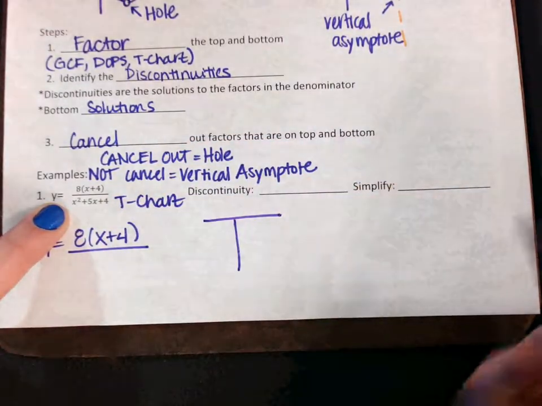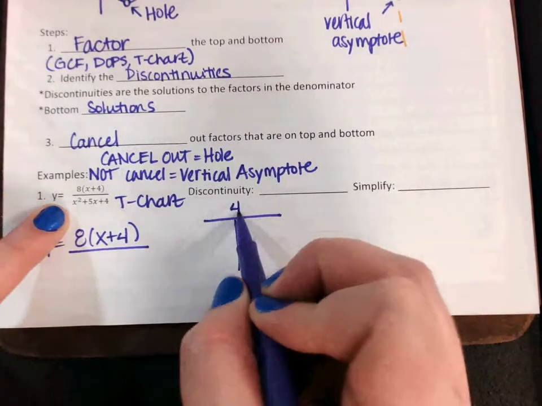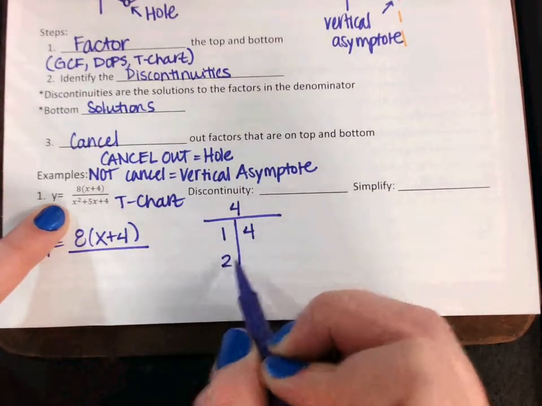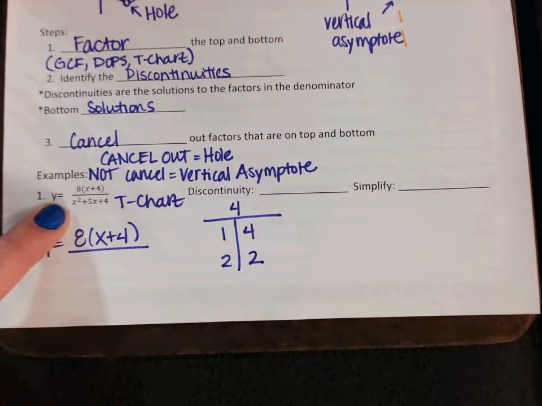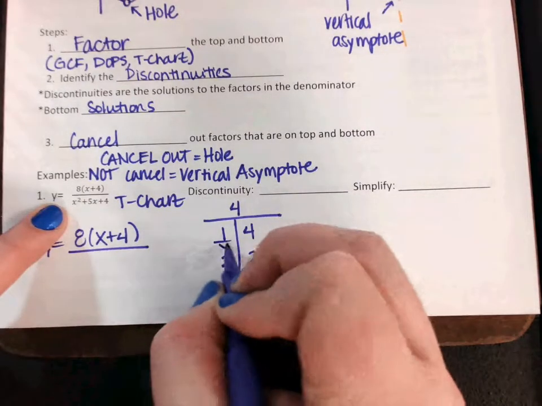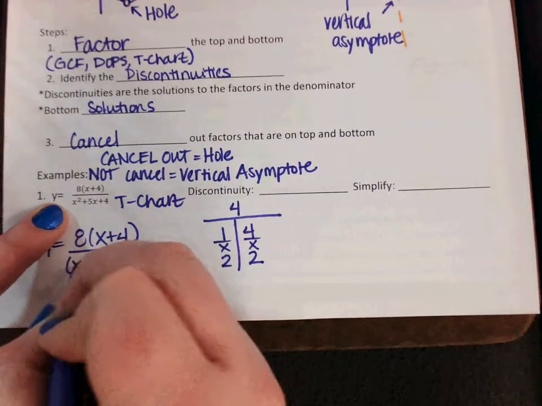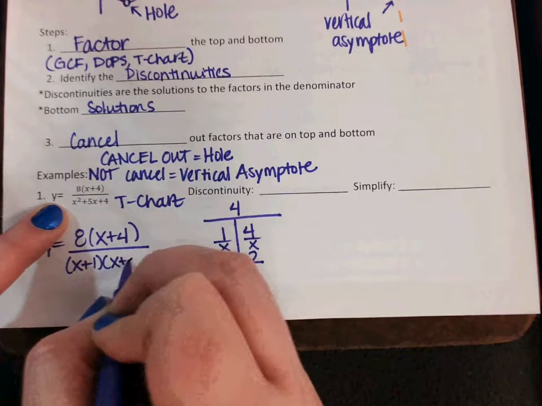Okay, I'm going to do my T-chart over here to the side. I want my numbers to multiply to 4. So I could do 1 times 4 or 2 times 2. Which of those is it going to be? 1 and 4, because they add to 5, right? So I pick these guys, divide by x, x plus 1, x plus 4.